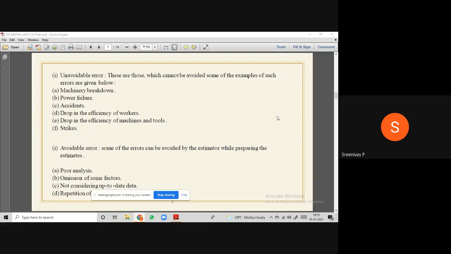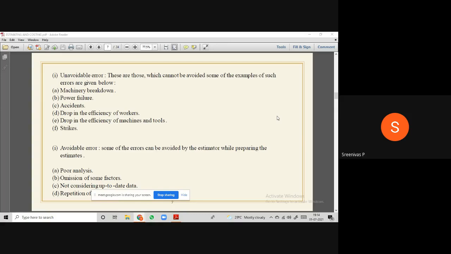Initially we will load the raw material, and afterwards we will perform some operations. Suppose the product is in a semi-finished stage, and at that time a failure occurs in the machine. That will be treated as an unavoidable error. So we must rectify it. Finally, the cost of the product which is going to be manufactured will increase.